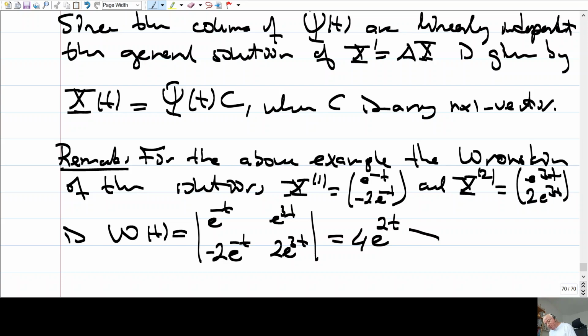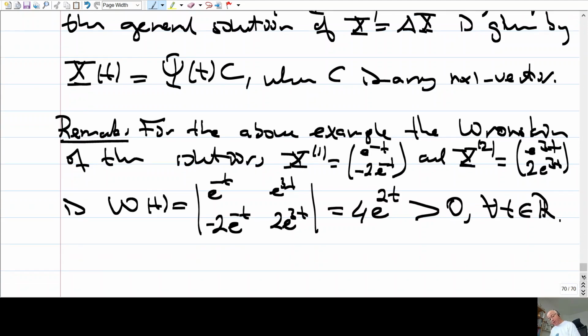And this is never zero. It is always positive, right? For all t. Because our coefficient matrix is a constant matrix and it is continuous on the whole real line, therefore the Wronskian has to be non-zero on the whole real line. And in this case, it is just a positive function.